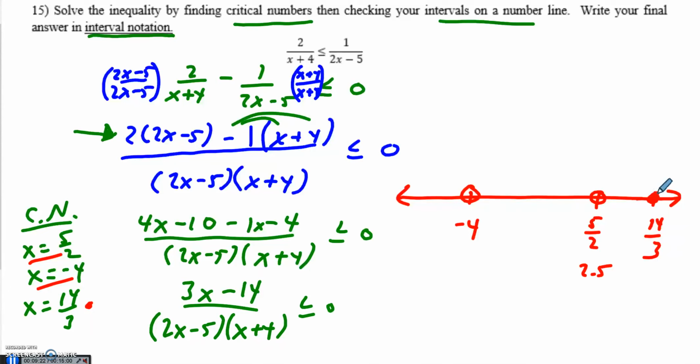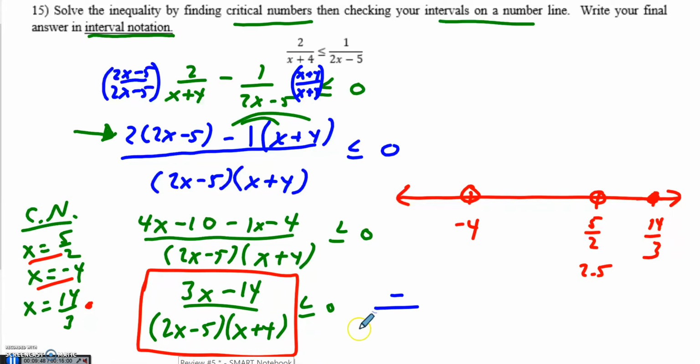And now that we have our critical numbers, we have 1, 2, 3, 4 intervals to check. And my suggestion will be plugging the particular numbers into the reduced version. So if I wanted to look at this first interval here, if I pick a number that is smaller than negative 4, like negative 5 for instance, if I plug negative 5 in the top, I would get negative 15 minus 14, which is a negative number. If I plug negative 5 into the denominator, negative 5 plugged in here would get me another negative number.